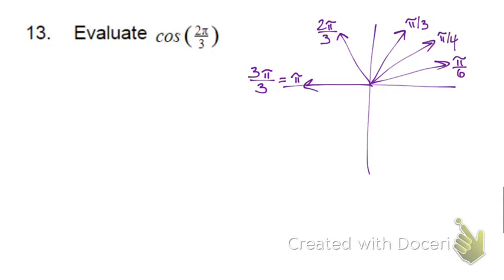Is cosine positive or negative in the second quadrant? It is negative. Do you know the acronym to help you remember that?